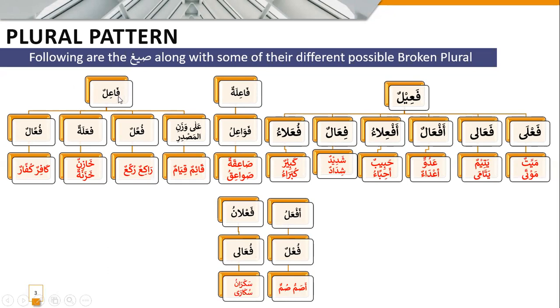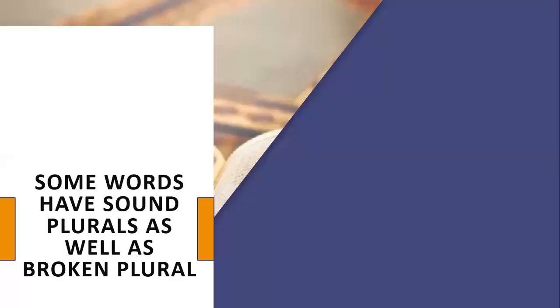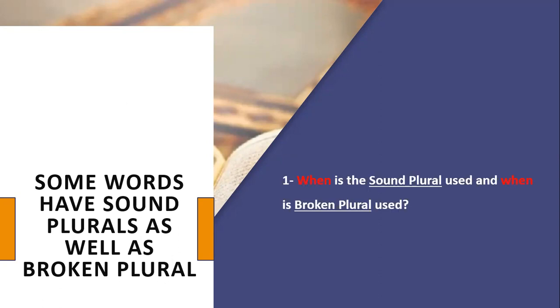We are mainly going to focus on fa'ilun in the coming explanation, but just keep in mind that these are the patterns of broken plurals of different isms. There are some more as well, but let's just focus on these right now. Some words have sound plurals as well as broken plurals, so you will find words with both sound and broken plurals.